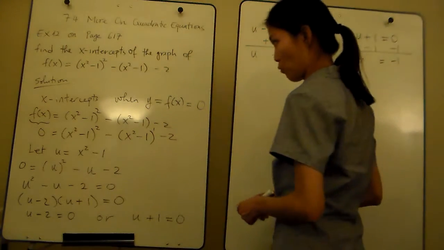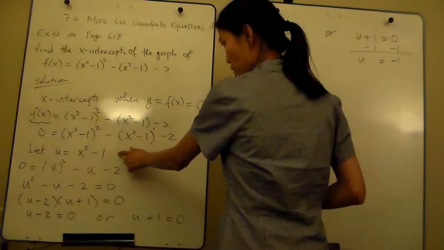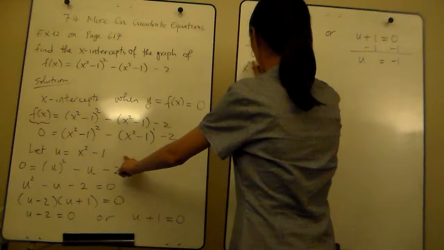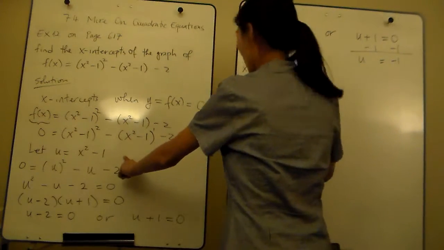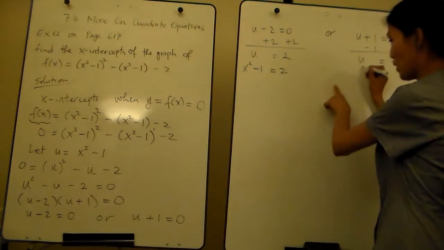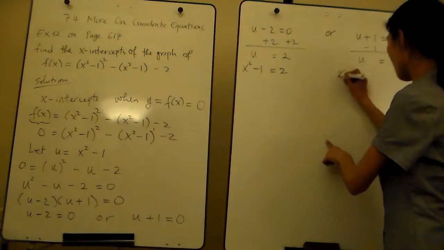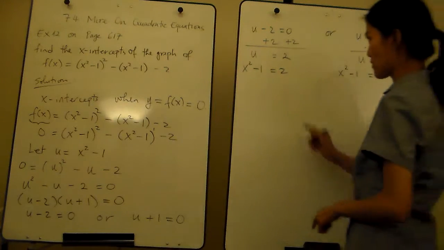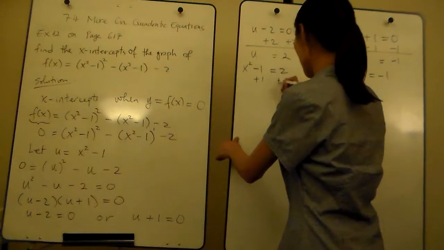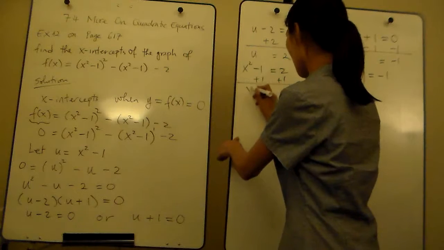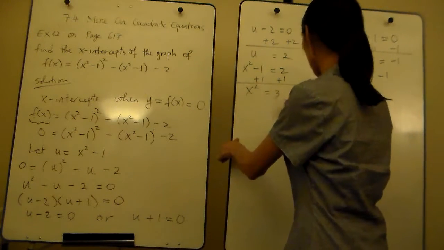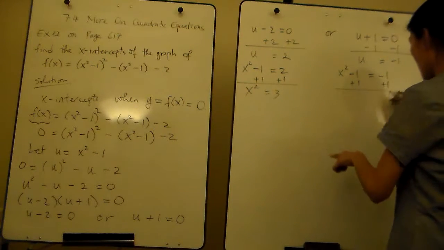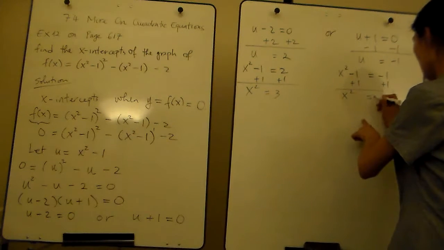So u is what? We let u equal to this. So replacing x squared minus 1 for u, and the same idea here, replacing x squared minus 1 for u, and solve for x. Simplify this by adding 1 on both sides. I get x squared equals 3. Simplify by adding 1 on both sides. I get x squared equals 0.